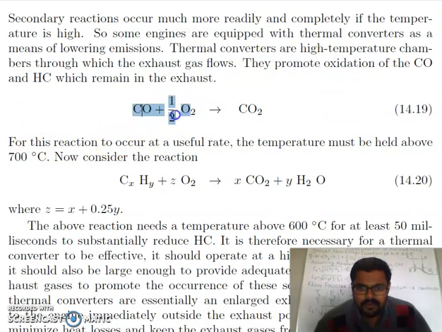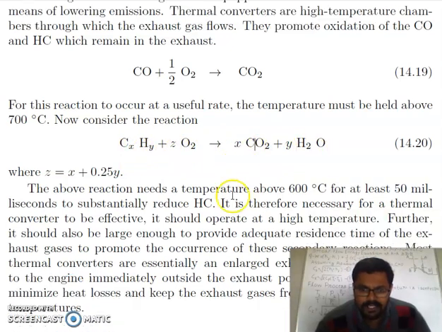For this reaction to occur, you need a temperature of 700 degrees Celsius. So we have to make some sort of means to maintain the temperature high. You can see in this reaction that unburnt hydrocarbon CxHy plus z oxygen, where z is equal to x plus 0.25y, because for one carbon atom we need 2 oxygen, and for one hydrogen we need 0.25 oxygen molecule. So here carbon will convert to CO2 and hydrogen will convert to H2O. So this is the complete reaction here.